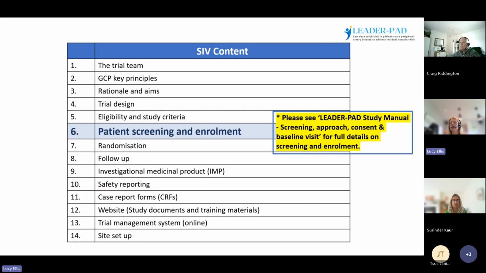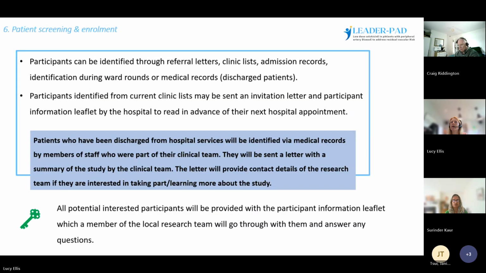Next, moving on to patient screening and enrollment. Just to note that we do have study manuals for all the different stages: one for screening and enrollment, randomization, follow-up, and so on. In terms of identifying patients, they can be identified through referral letters, clinic lists, admission records, or identification during ward rounds. There's also an option to look back at patients that are no longer part of hospital services, have been discharged, and write letters to them with a summary of the study, asking them to get in contact if they're interested in taking part.